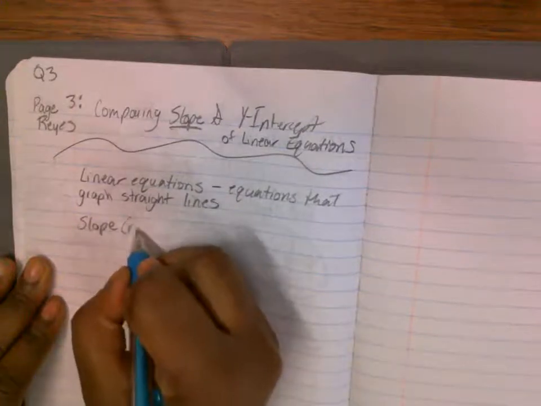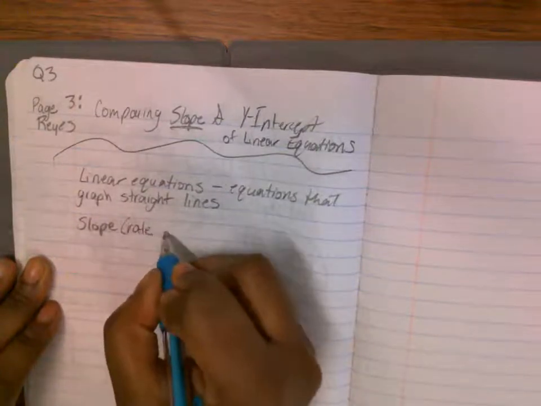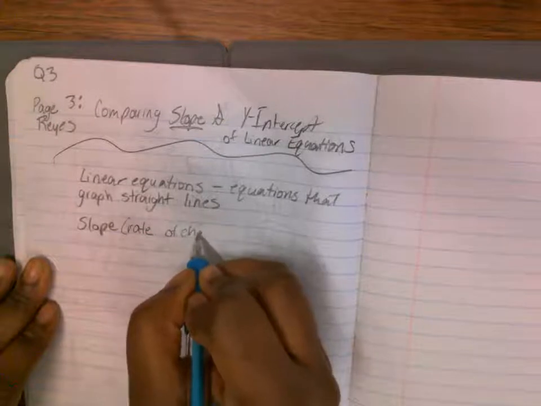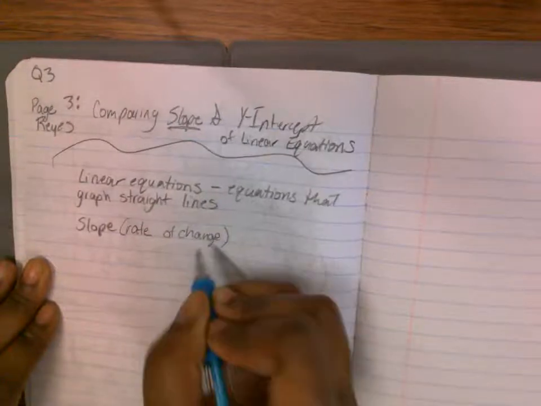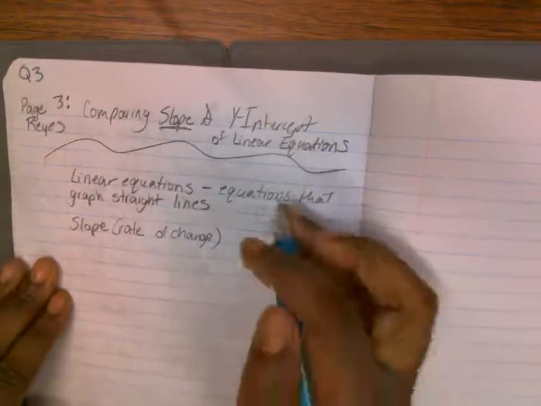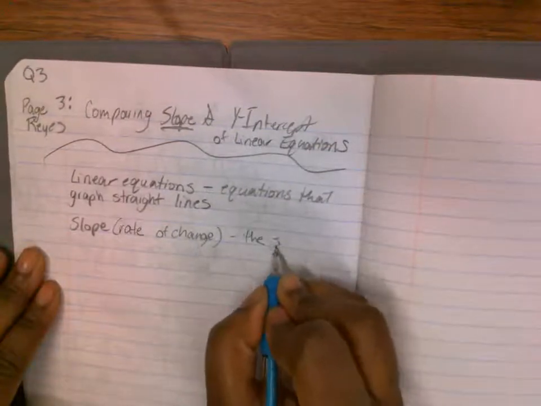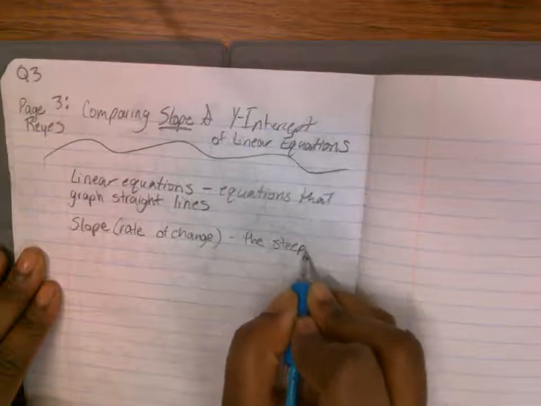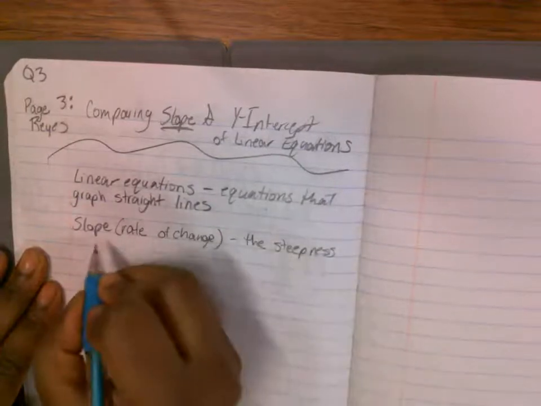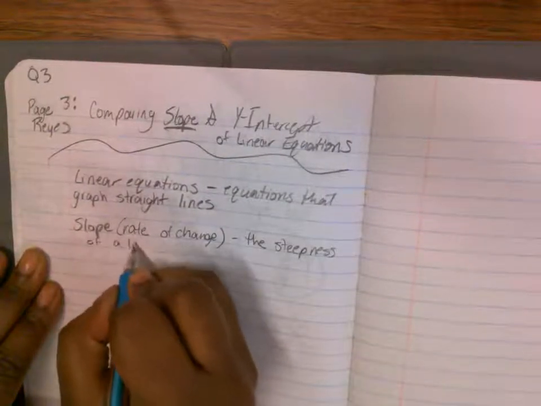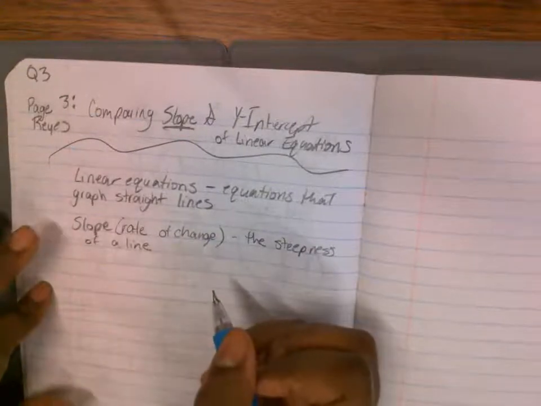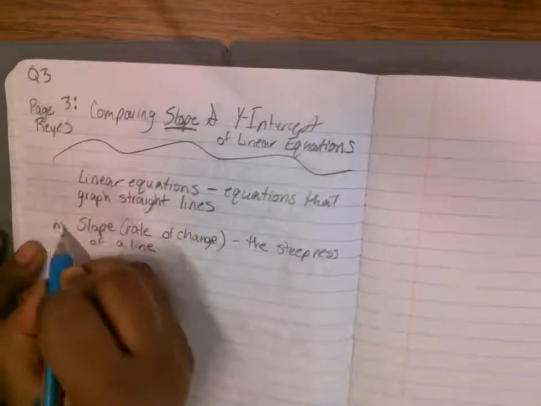Slope, or what we call rate of change, is the steepness of a line. It's how steep the line is. It's the incline of a line. The steepness of a line. The letter for slope is M.